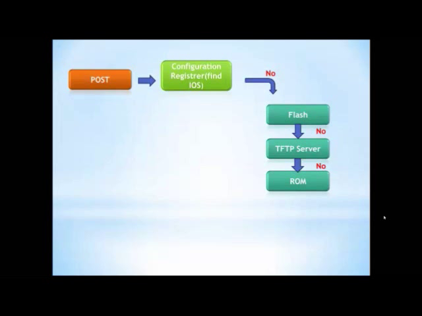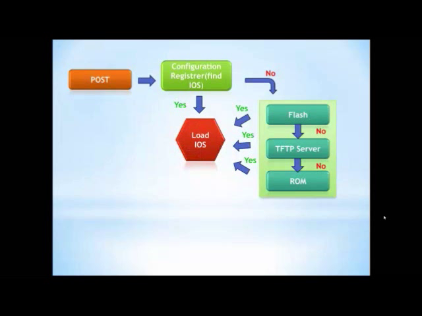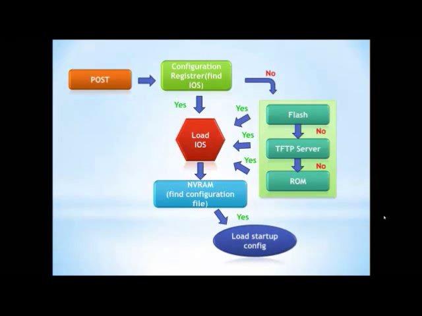Well, after the IOS is found, it is loaded into RAM. The IOS attempts to load the configuration file, which is the startup config, from NVRAM to RAM. If the startup config is not found in NVRAM, the IOS attempts to load the configuration file from TFTP. If no TFTP server responds, the router enters setup mode, which is the initial config mode.